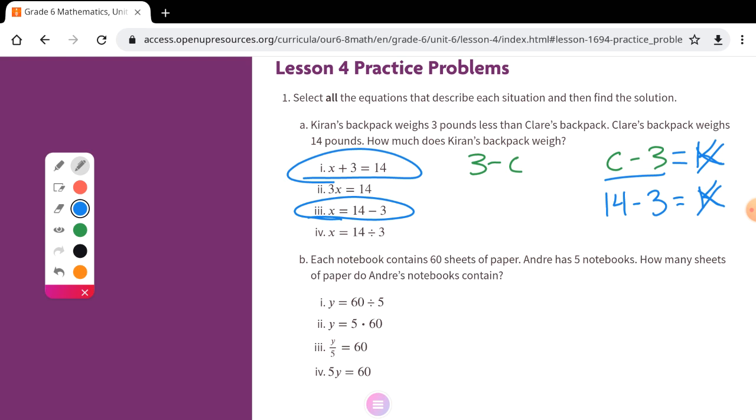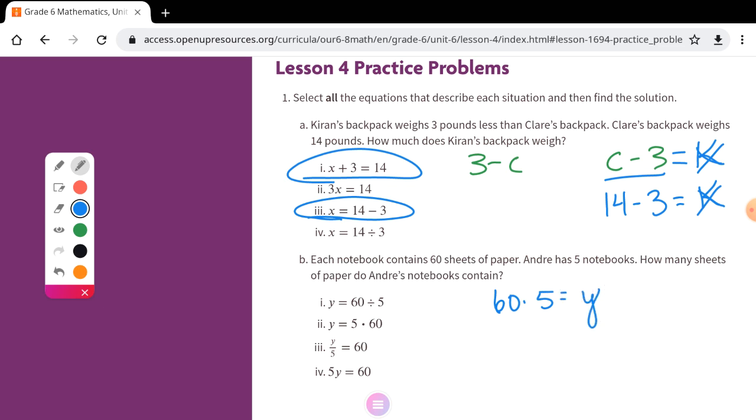Each notebook contains 60 sheets of paper. Andre has 5 notebooks. How many sheets of paper do Andre's notebooks contain? What do I have to do here, Jake? You have to take 60 times 5. So each notebook contains 60 sheets. Andre has 5 notebooks. How many sheets of paper? So 60 times 5 equals his paper, which we're calling Y.